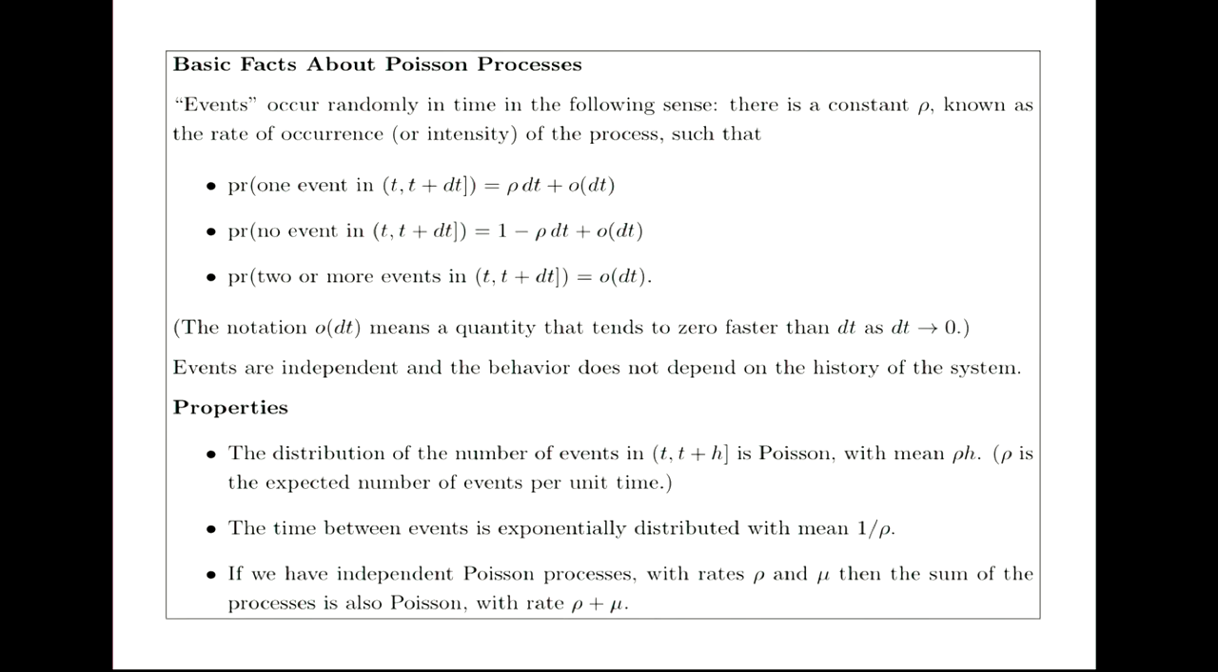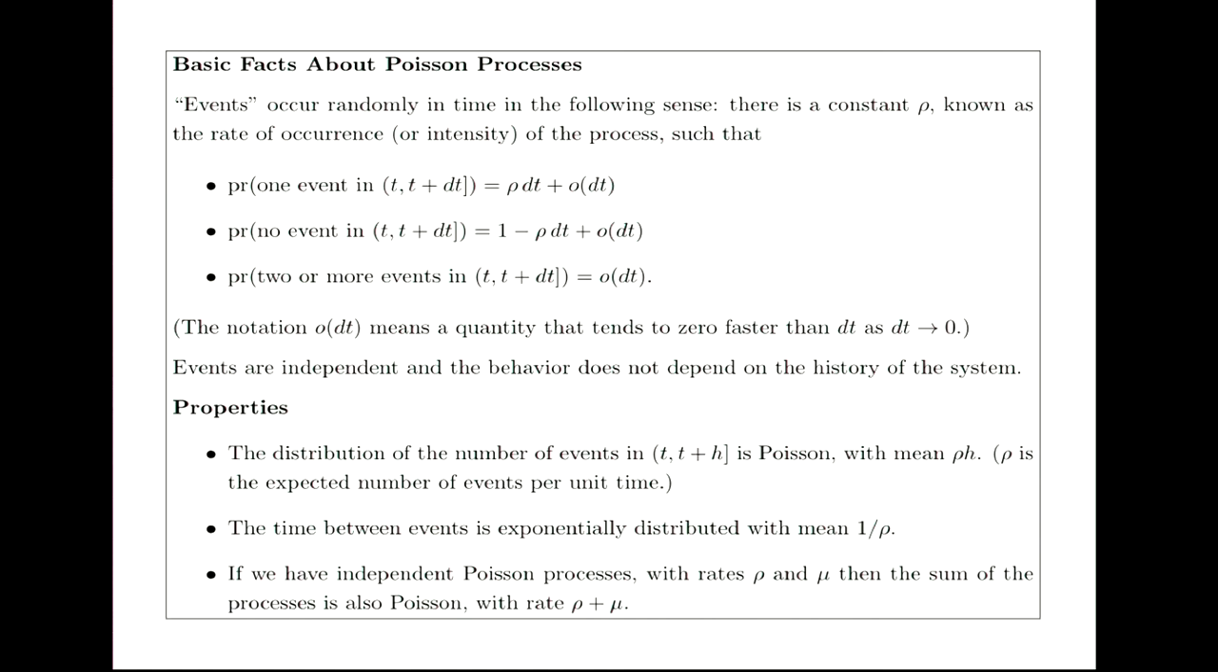So here are some basic facts about Poisson processes, that events are independent in Poisson processes, and there is some quantity rho called the rate of occurrence or intensity of the process. The word intensity is used often in the stochastics literature. This is the same as the lambda that I wrote the last time. So the probability that there is one event in the interval t and t plus delta t is rho times dt plus higher order terms in dt, so dt squared, dt cubed, etc., which are smaller in a precise mathematical sense than the leading order term rho times dt.